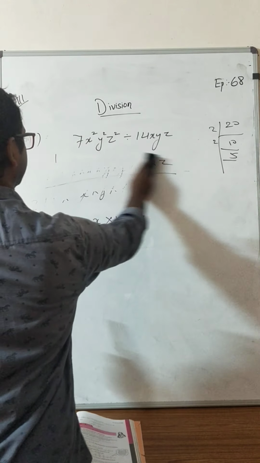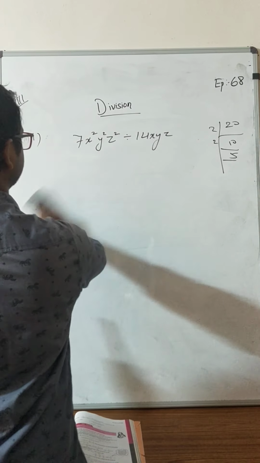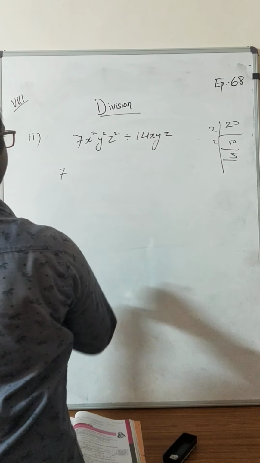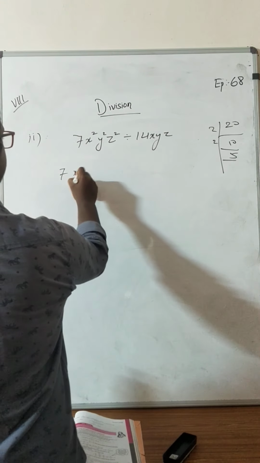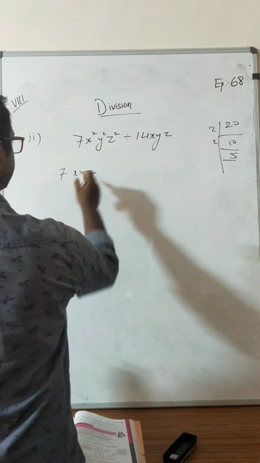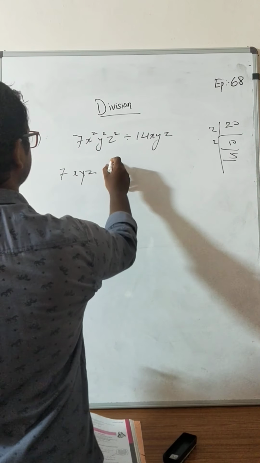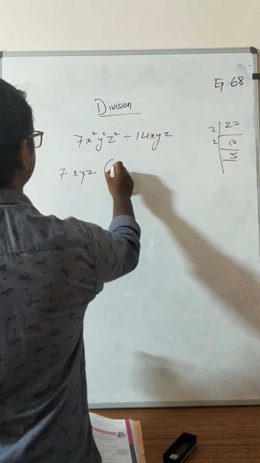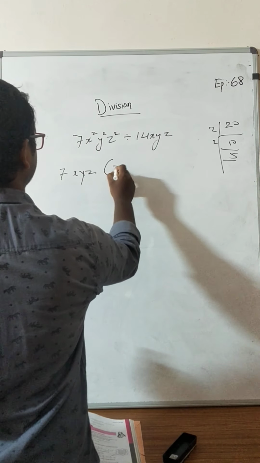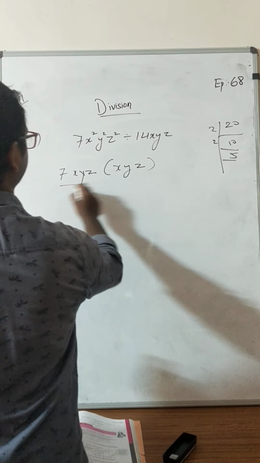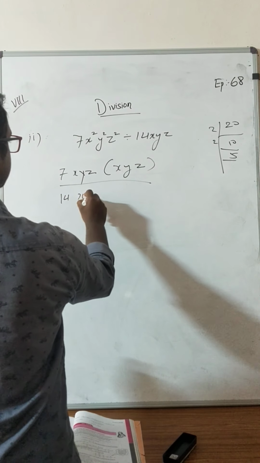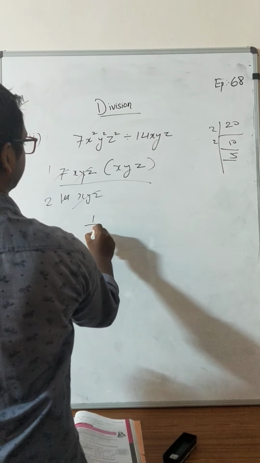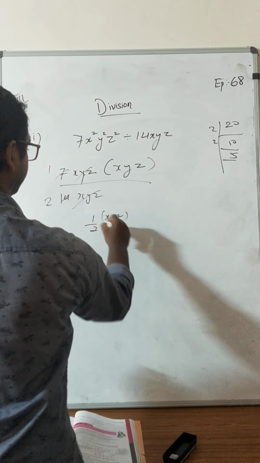Or we can do one more thing. We can take common factor here. From 7x square y square z square, we can take xyz as common. When we take xyz as common, in the bracket we can also write xyz divided with 14xyz. We can cancel this and we will still get 1 by 2 xyz.